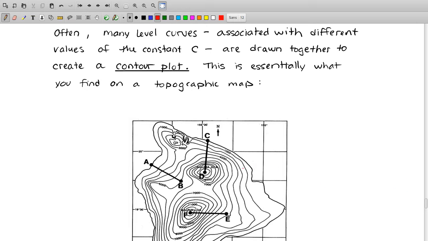corresponding to different elevations. Here's a map of the big island of Hawaii, and apparently each curve on this plot represents a 1,000-foot gain in elevation. Here's the border with the ocean, that's 0 feet, and then this is 1,000 feet high, 2,000, 3,000, 4,000 feet high. This is a bunch of level curves corresponding to different values of z, superimposed on the same map, and that gives you something called a topographic map. More generally, it's called a contour plot in a mathematics class, but on a map, you would call it a topographic map.